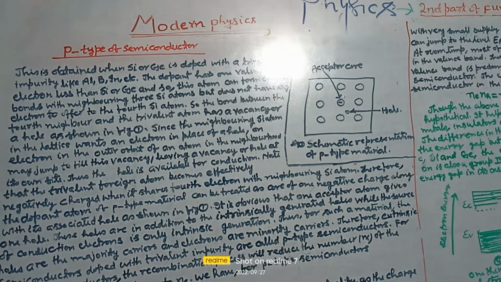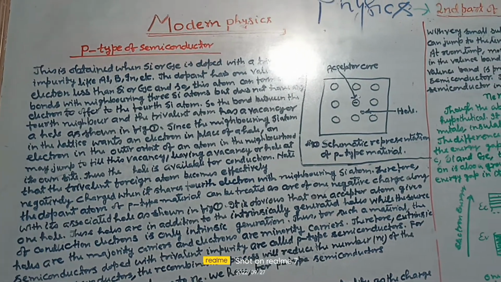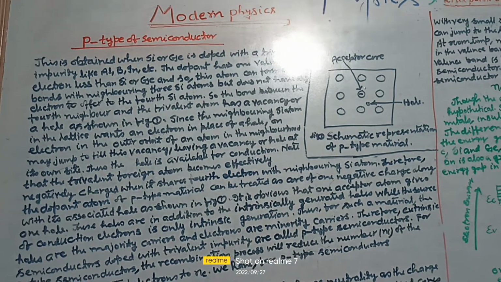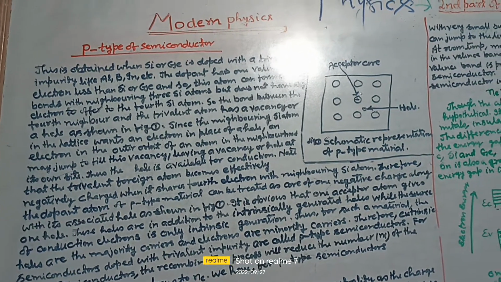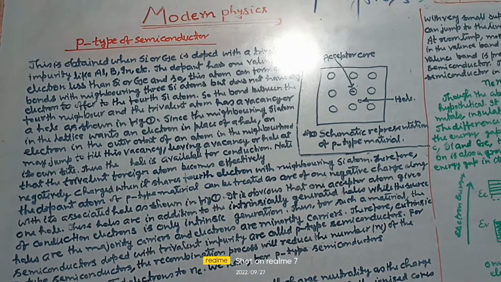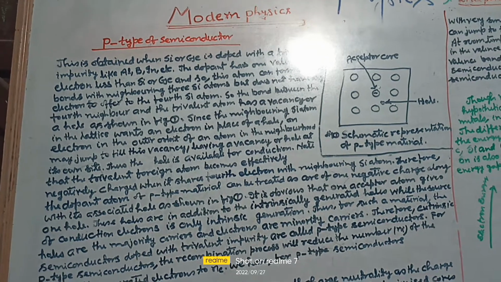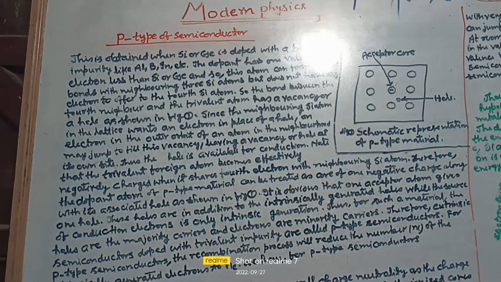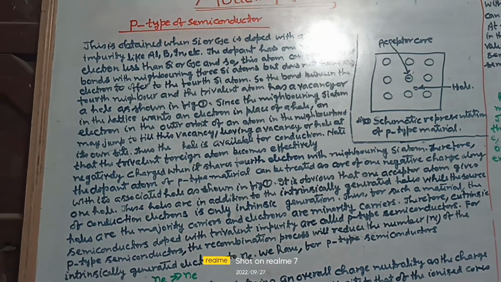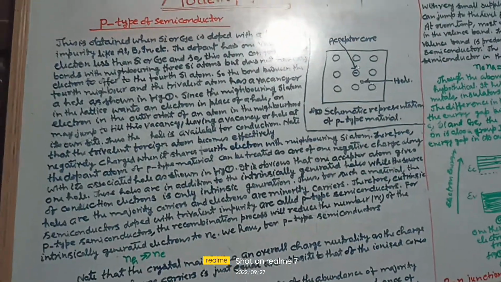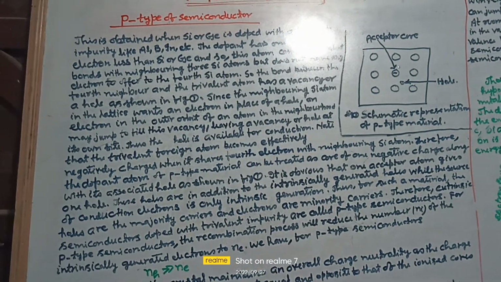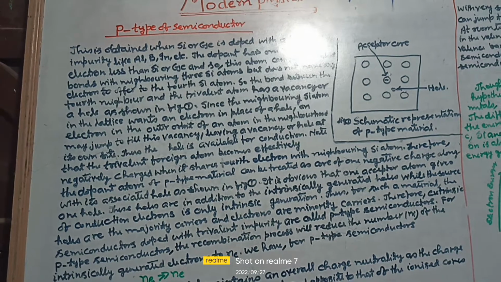So the bond between the fourth neighbor and the trivalent atom has a vacancy or a hole, as shown in figure 1. Since the neighboring Si atom in the lattice bonds an electron in place of a hole, an electron in the outer orbit of an atom in the neighborhood may jump to fill this vacancy, leaving a vacancy or hole at its own side. Thus the hole is available for conduction.